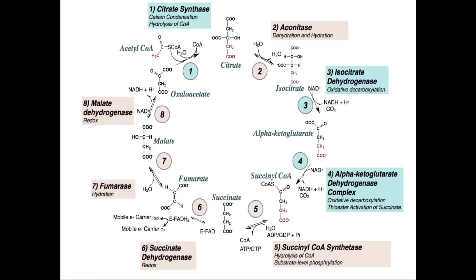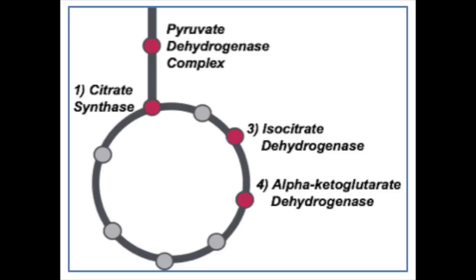In addition to these 3 irreversible reactions shown here, there is another one that lies outside the cycle, and that's the pyruvate dehydrogenase complex. This enzyme complex regulates the entry of metabolites into the TCA cycle through production of acetyl-CoA. And so the position of these 4 irreversible reactions are shown here, 1 outside and 3 inside the cycle.